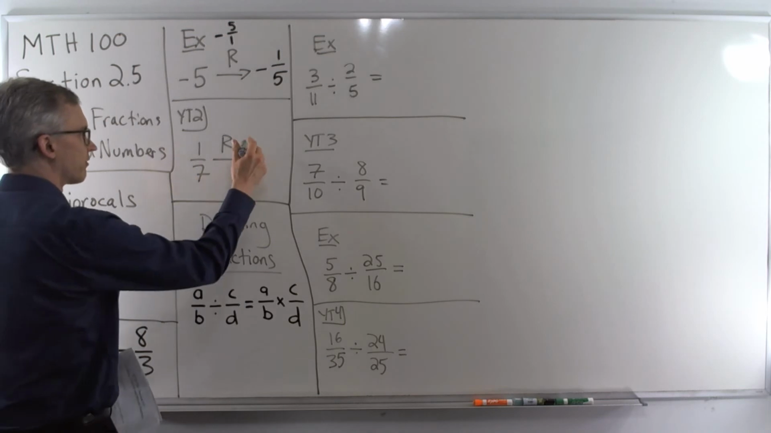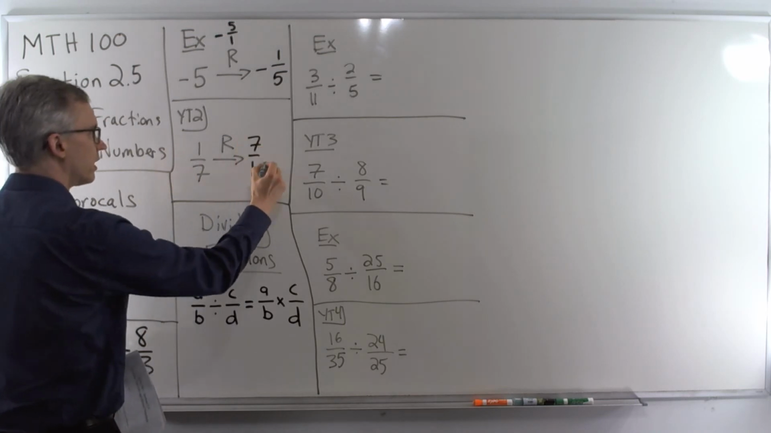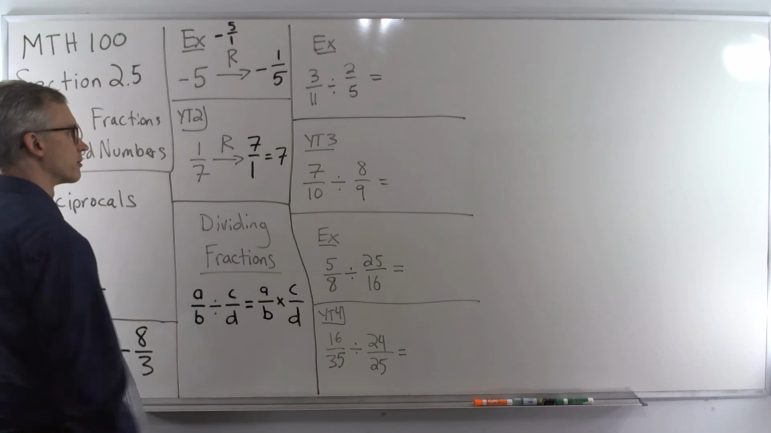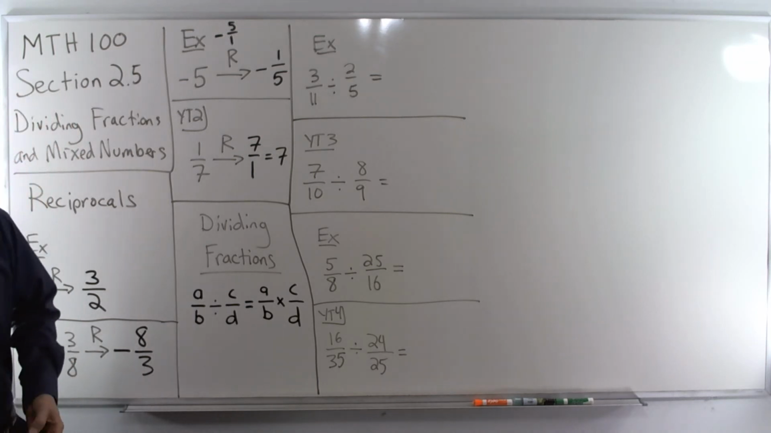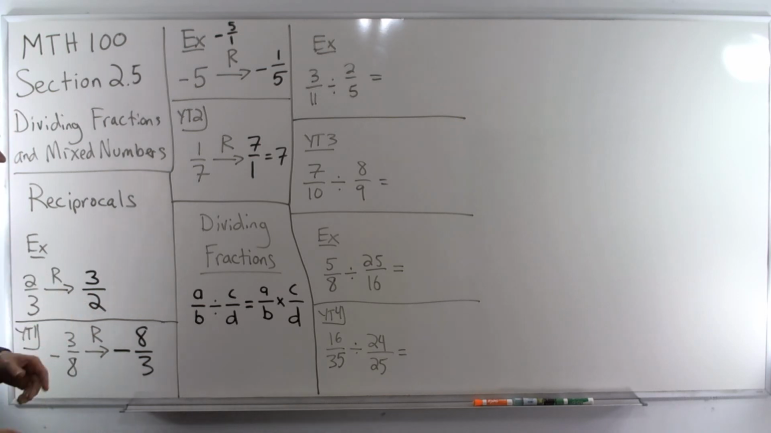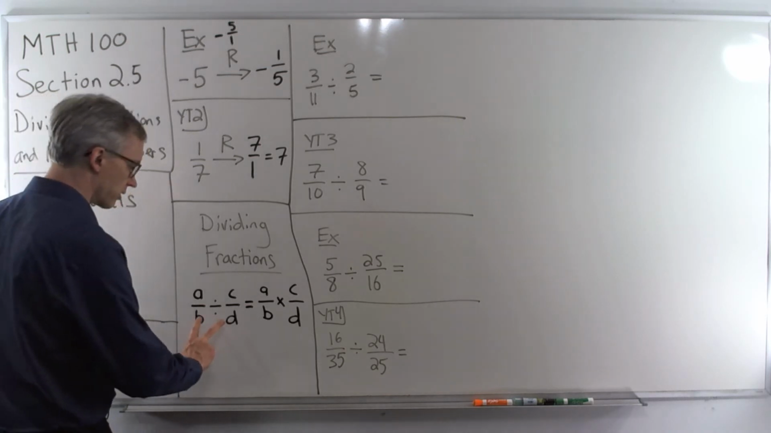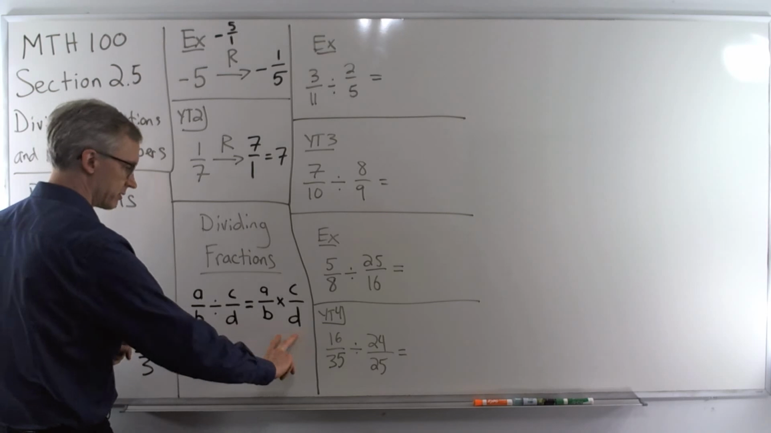Got the fraction 1/7, flip it over, we got 7/1, and that can be written as just the number 7. So here's why we need the reciprocal. When we divide fractions, we're going to convert to multiplication.